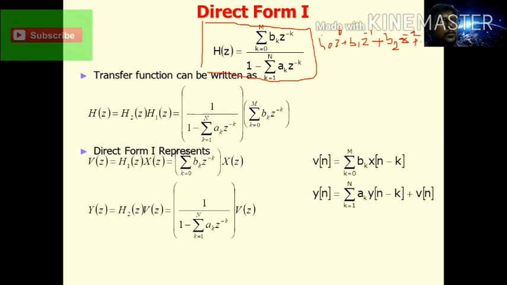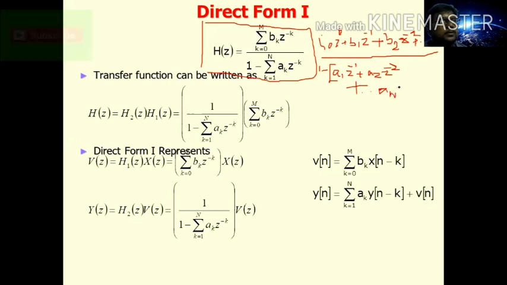z power minus m. Okay, so whole divided by 1 minus, okay, here k equal to 1. So now it becomes a1 z power minus 1 plus a2 z power minus 2 plus up to an z power minus n.